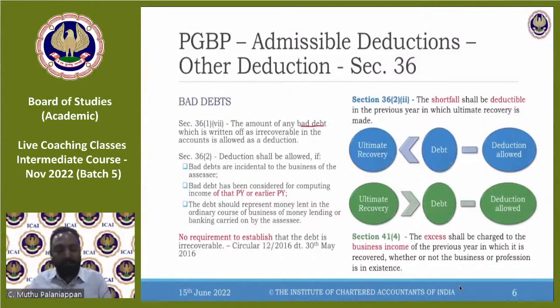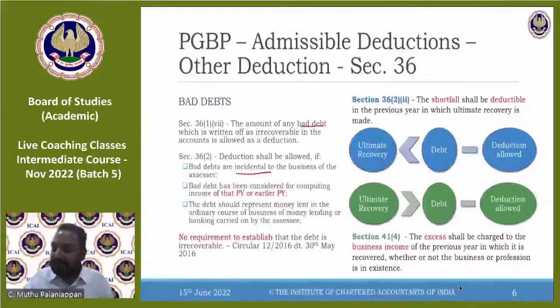Section 36 subsection 2 says a deduction shall be allowed if bad debts are incidental to the business of the assessee, which means the bad debt should relate to a debtor of my business, not something else. It should relate to a customer, client, or whatever you call, a debtor pertaining to the business transaction. So it must relate to the day-to-day affairs of the business. That bad debt is only considered incidental, so that is only allowed.